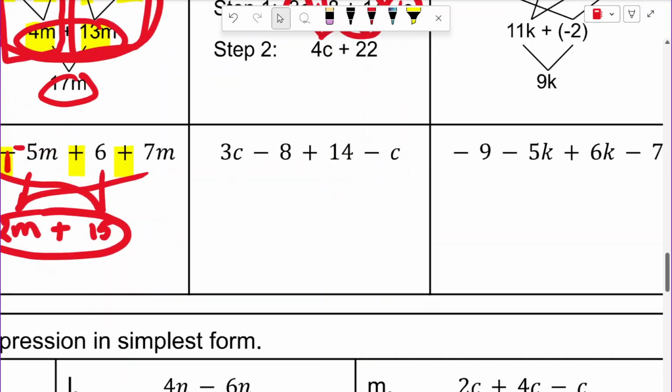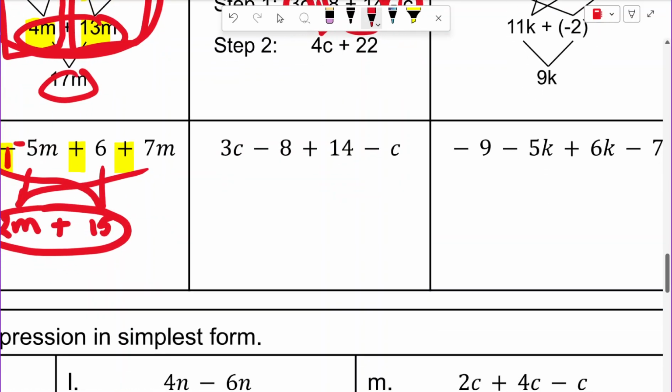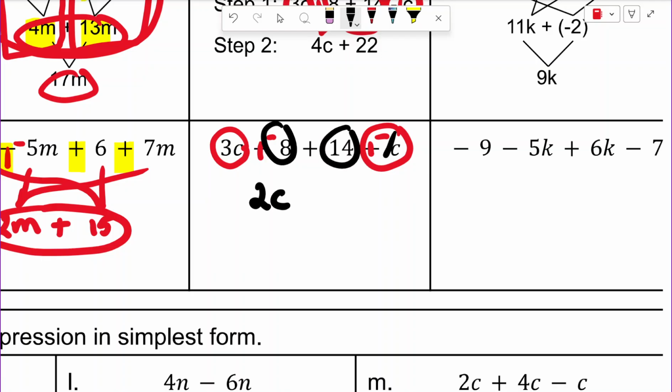It's always important to go to your subtraction signs and do additive inverse to them first. Then you can add out of order. Let's put our like terms together. They go in the front. 3c plus negative 1c, remember there's a 1 here, is 2c's. And then negative 8 plus 14 is 6. And that is as far as we can go. You cannot combine those because they are not like terms.